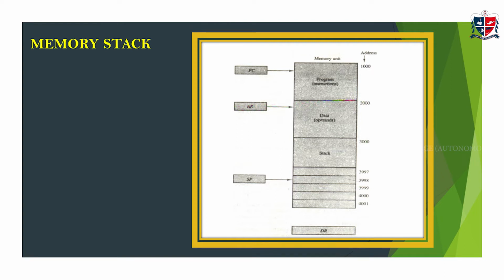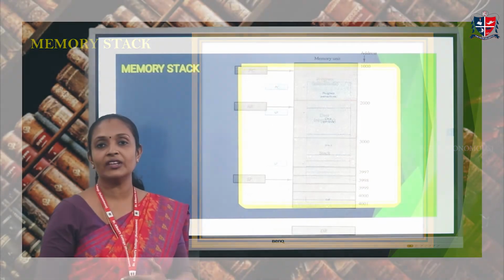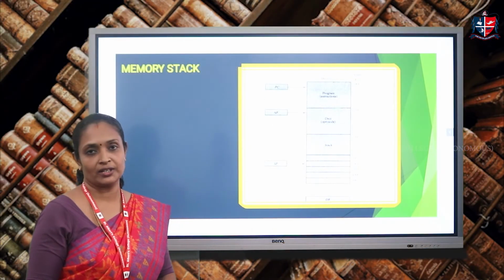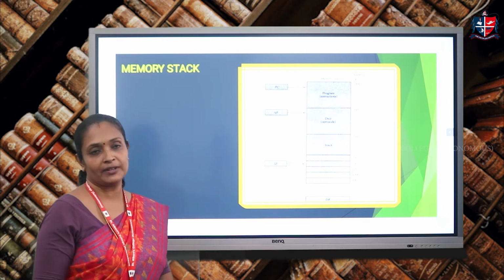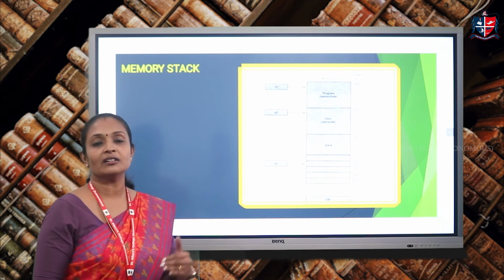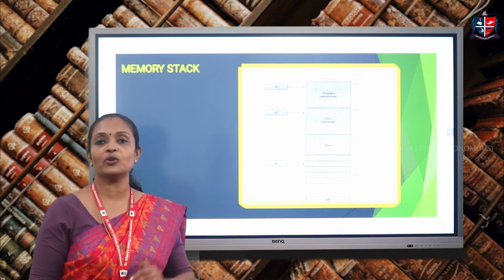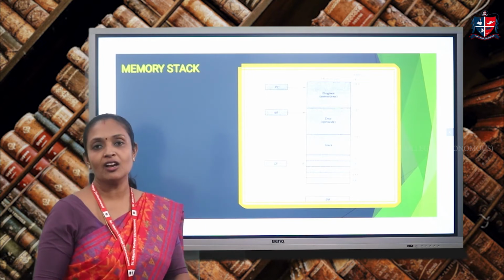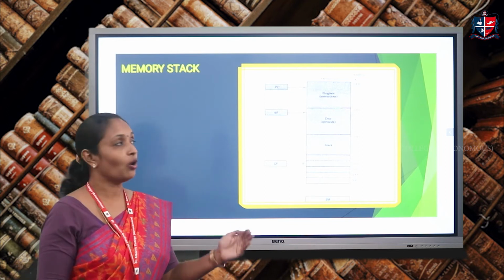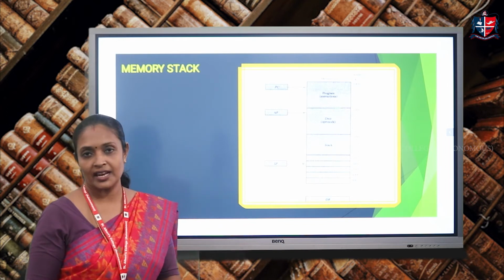The program counter actually holds the address of the next instruction to be executed. Address register actually points to the array of data. Stack pointer holds the address of the topmost element in the stack, and the data register holds the data which is added into the stack or which is removed from the stack.